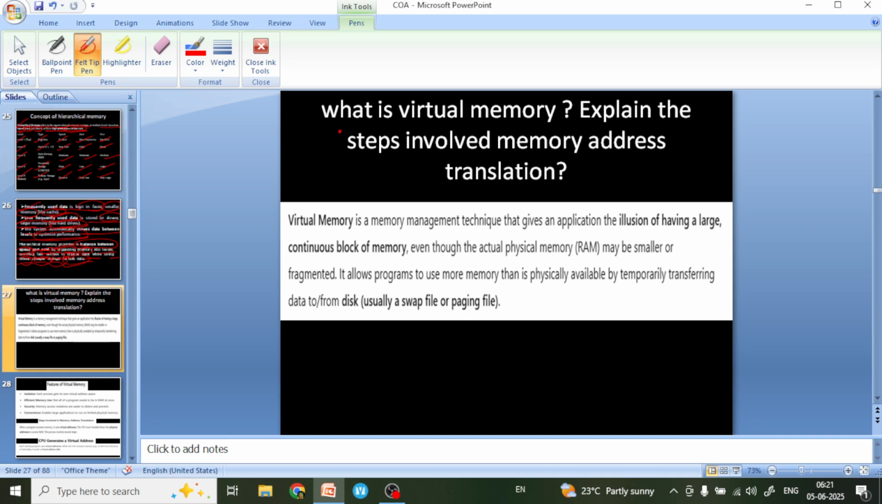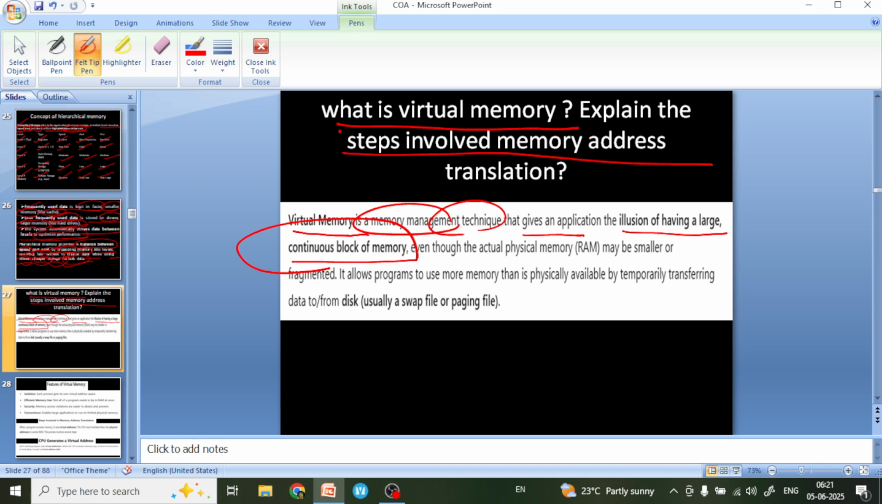Now next, what is virtual memory, and what are the steps involved in memory address translation? Virtual memory is a memory management technique which gives an application the illusion of having a large continuous block of memory, even though actual physical memory like RAM may be smaller or fragmented. It allows a program to use more memory than is physically available by temporarily transferring data to or from disk, usually a swap file or paging file. That is known as virtual memory.